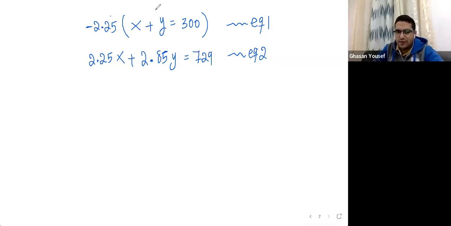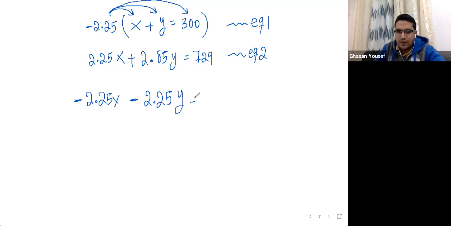Okay, when I multiply this inside the parentheses for this equation, I have to multiply it for all the equation. So 2.25 times x, it will be minus 2.25x, and this times this will get minus 2.25y equal minus 300 times this. I will get 300 times 2.25. I'll get 607.5. So this is equation number 3.